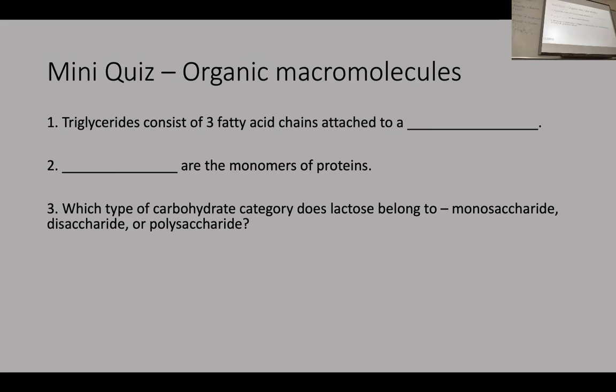Which type of carbohydrate does lactose belong to? Is it a mono, di, or polysaccharide? It's a disaccharide. Cool, I was kind of blocking it. It's a disaccharide. It is made up of glucose and galactose.